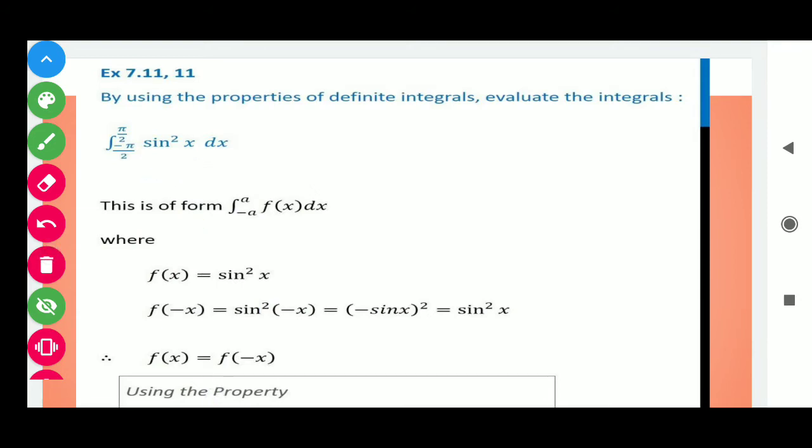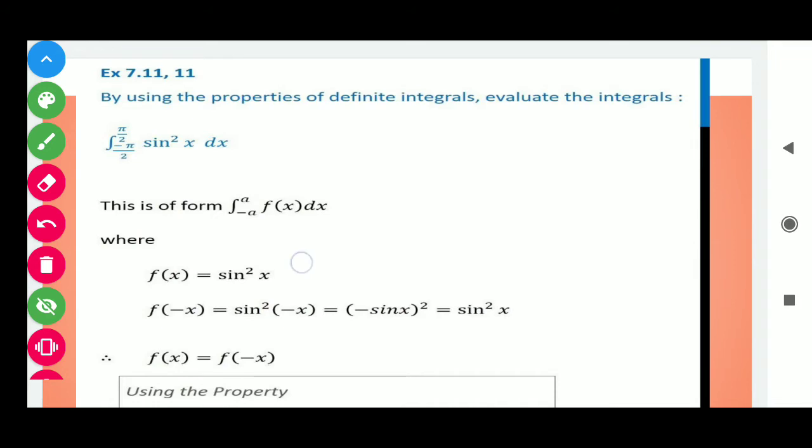Students, you can see in this question the limits are -90 to 90. Both are same but opposite in sign. In this way we have to check whether the integrand is even or odd. So for that let's start.